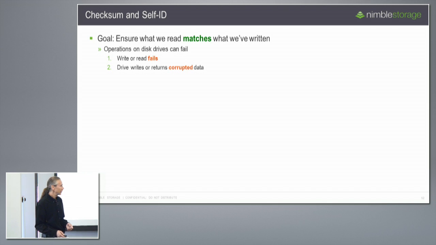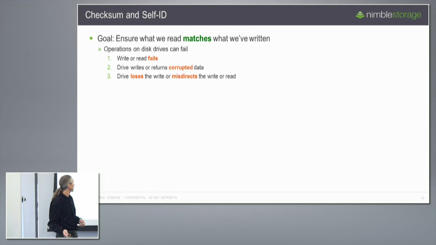A more tricky failure is when the drive corrupts data. When the drive writes to the media, the data in the drive ends up incorrect, or perhaps on a read, the returned data is incorrect. So we have to deal with that. There are certain ways of protecting from this kind of failure, and the better systems deal with this kind of error.